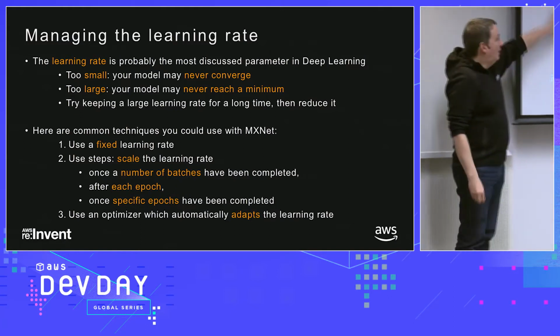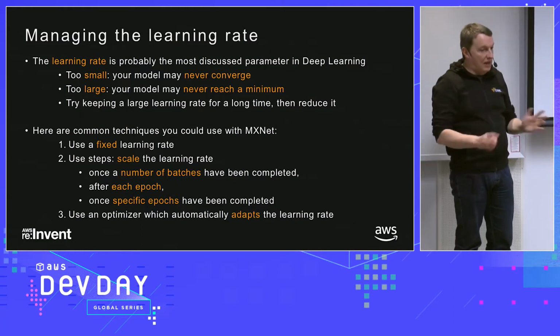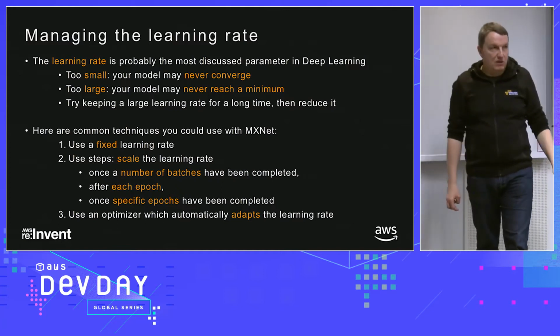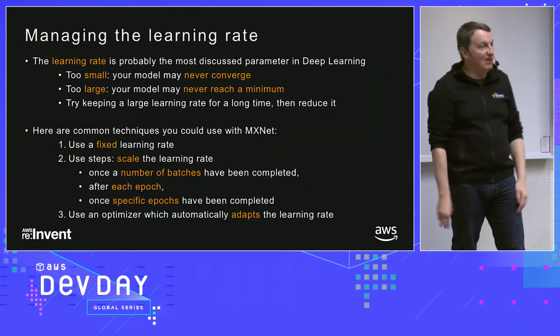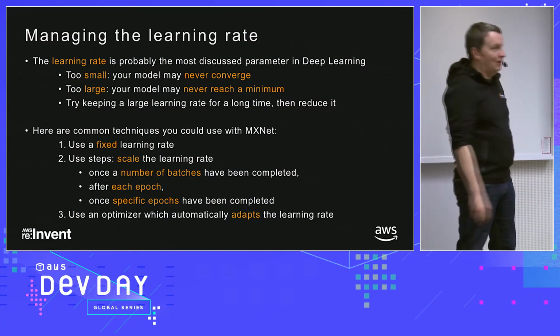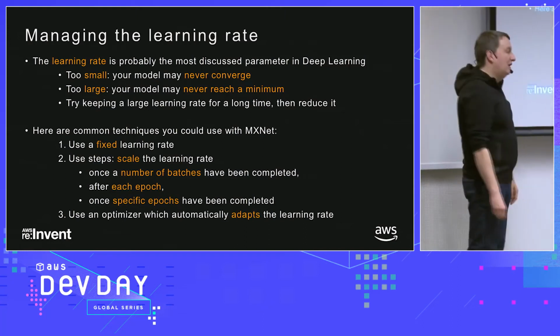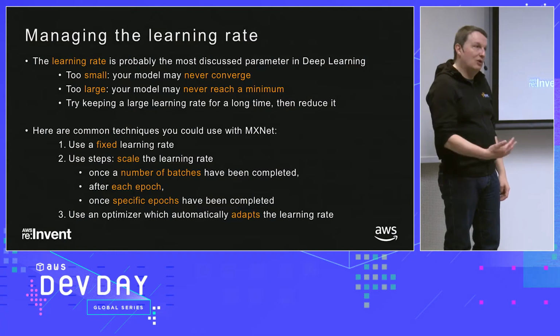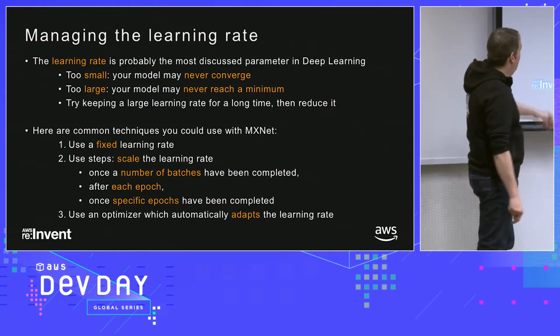So here are some techniques, and again, you could use that with any kind of framework. So you could keep it simple and stick with a fixed learning rate. Say, okay, I'm going to use 0.01, and if it trains for 3 days, fine. I'm not in a rush. But if you're running this on AWS, you still are paying by the second. So thank you, but we'd like you to save money.